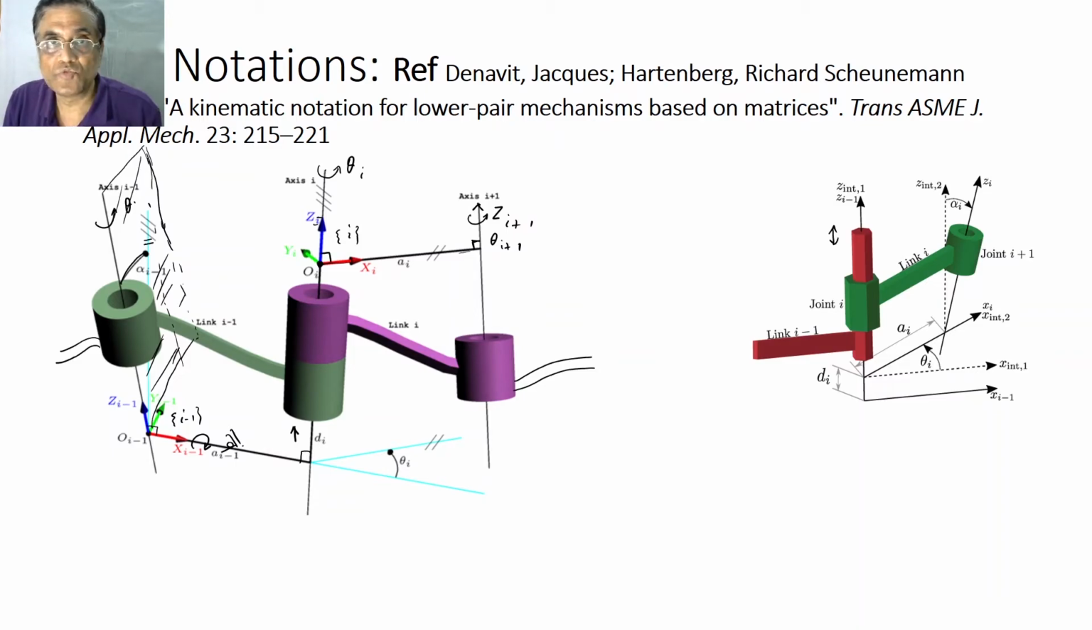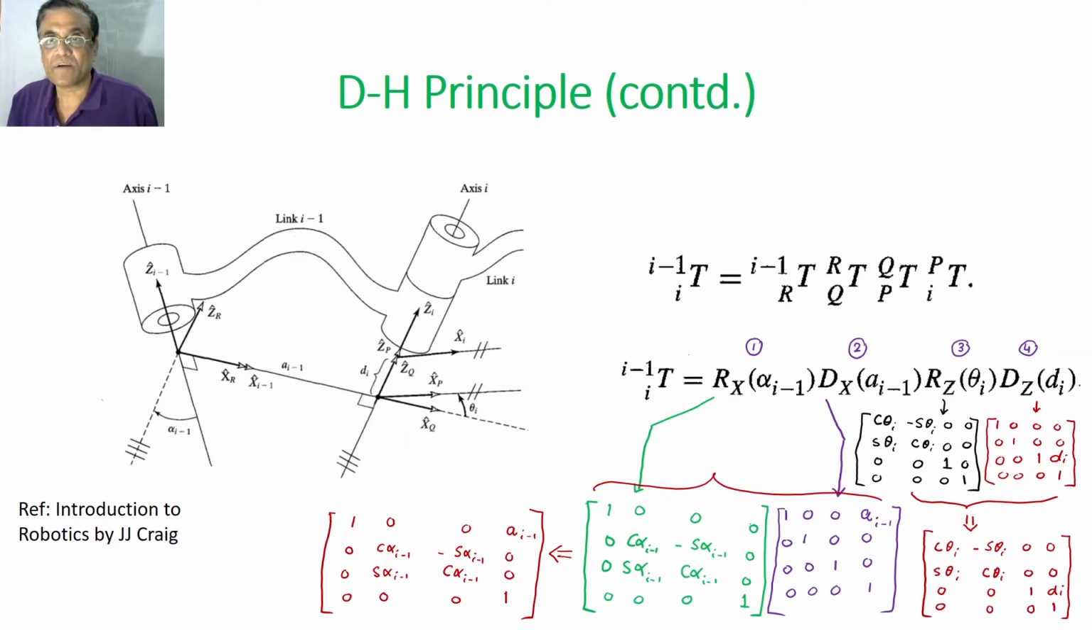So having understood that, the DH notations: there are 4 parameters, theta, then a, then d, then alpha. Alpha denotes the twist angle, a characterizes the link length, theta characterizes the rotation parameter, and di characterizes the distance between two successive common normals. Clear? Okay. Now come to the next point.